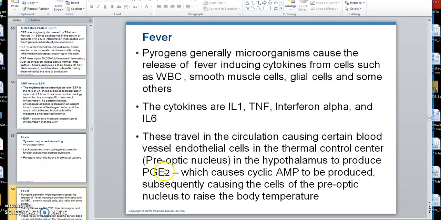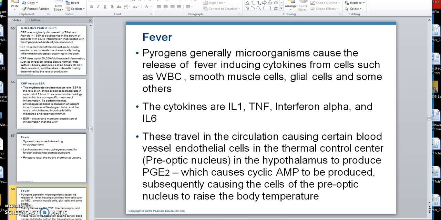Remember, prostaglandin does a lot of things, known as prostaglandin E2. The prostaglandin E2 will leave out the cyclic AMP. The prostaglandin E2 then causes the neurons in the preoptic nucleus to raise the body temperature. So these right here cause the body temperature to raise. It resets the thermostat set point in the hypothalamus.